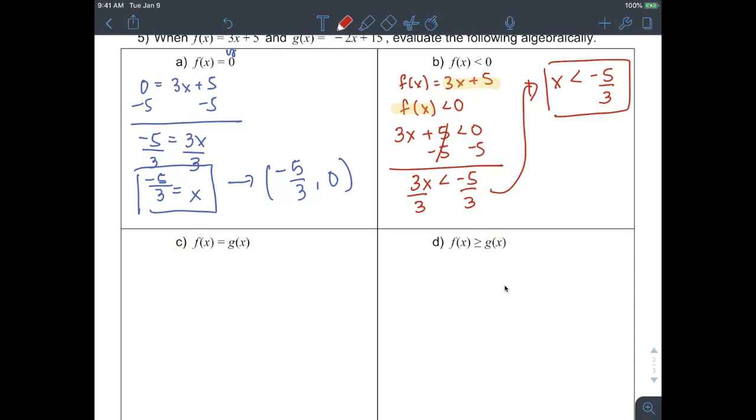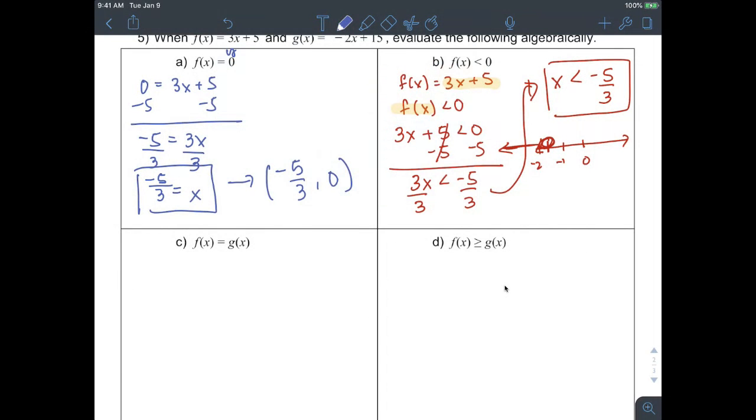And we can draw that in a number line. So if I have 0, negative 1, negative 2, negative 5/3 is almost at negative 2. Okay. And I'm going to go ahead and use an open circle. And the values that are less than negative 5/3 are the ones that are going to work.